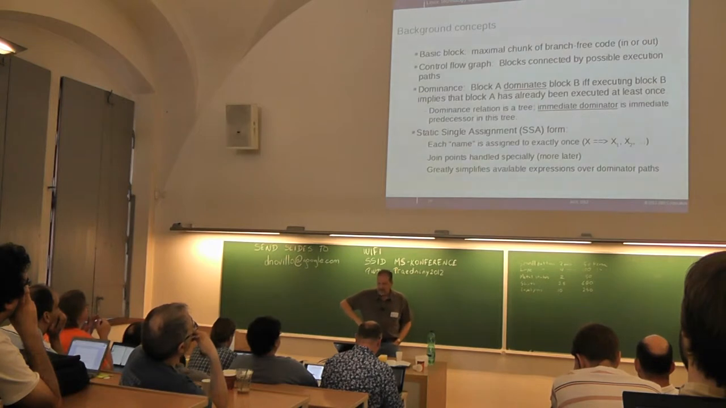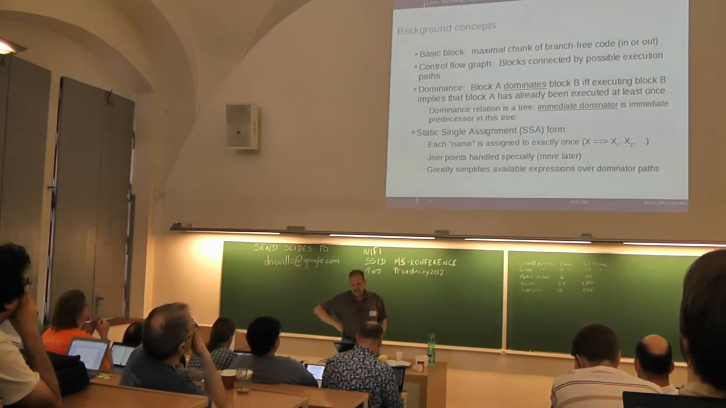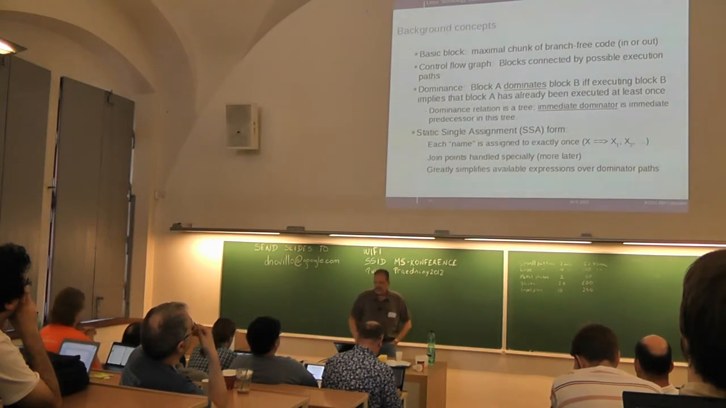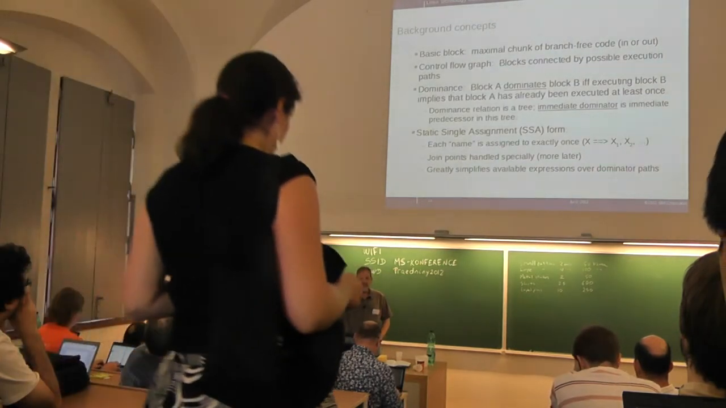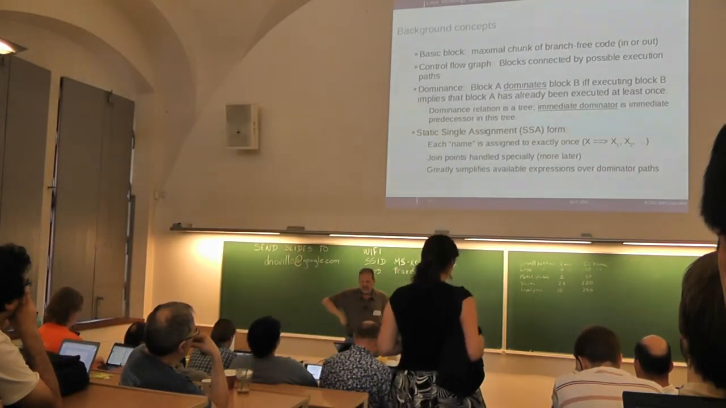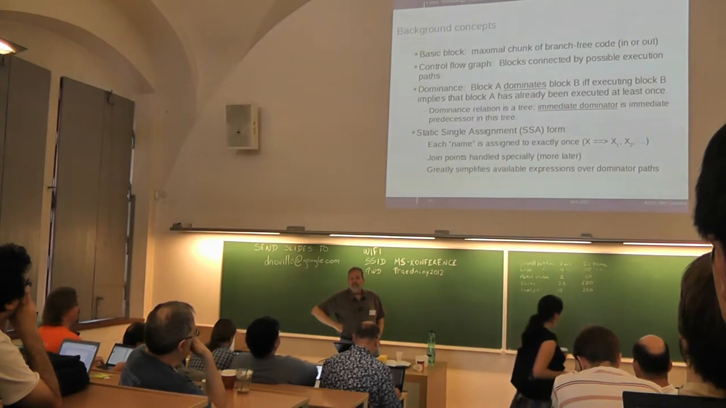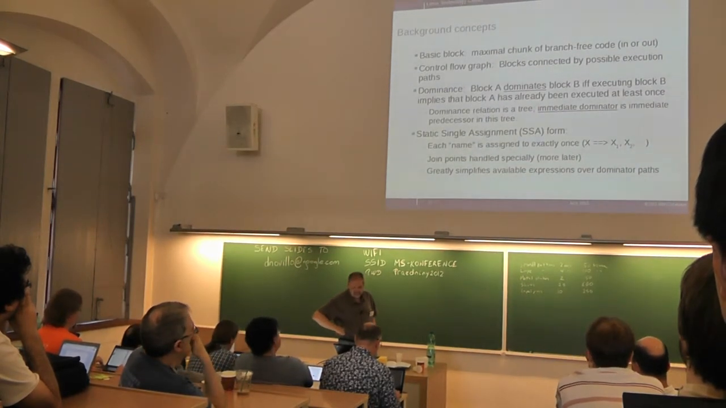So the nice thing about dominance is that, well, I'll talk about that in a minute. But the dominance relation forms a tree among the blocks. It imposes a tree on the control flow graph. And the immediate dominator of a block is its immediate predecessor in that tree.